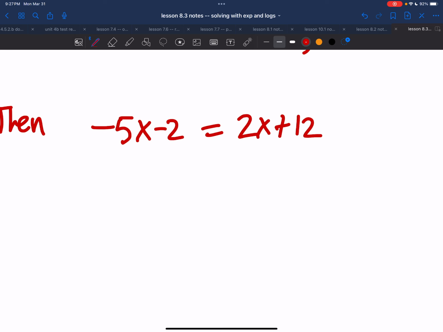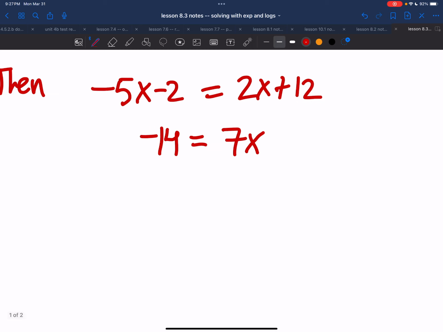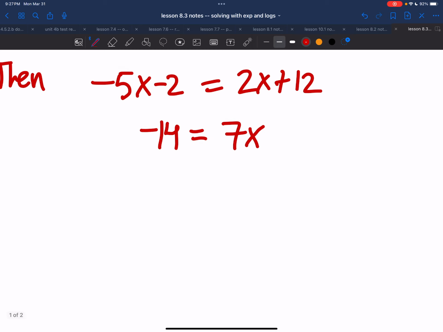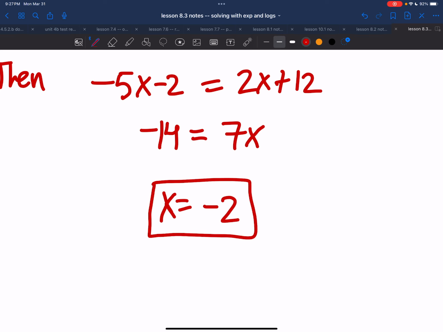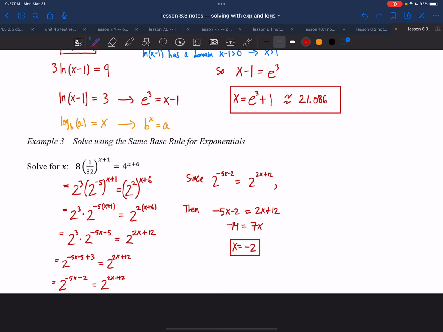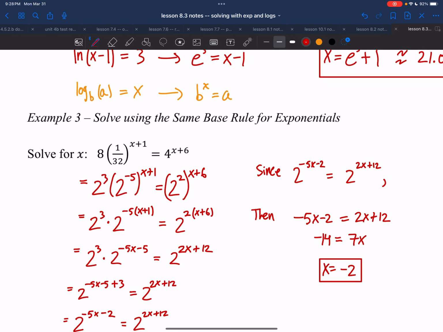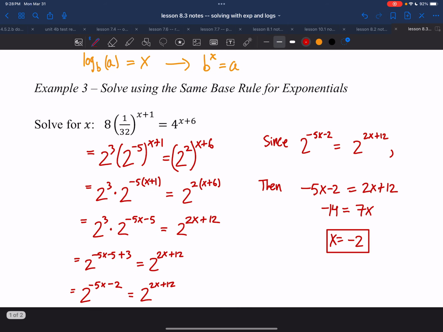If I subtract the 12 to the other side, I'm going to get negative 14. And if I add the 5x to the other side, I'm going to get 7x. This is going to leave me with x equals negative 2, which is our answer. For negative 14 over 7, it's negative 2. And so we are done.